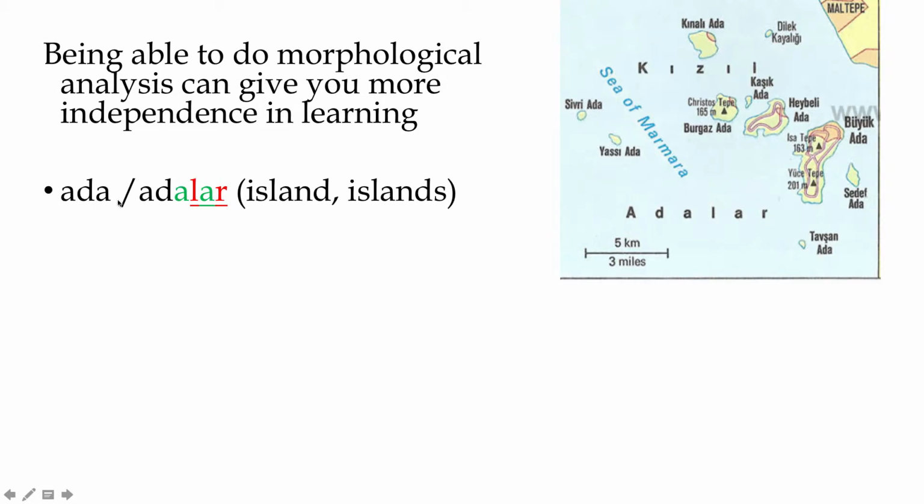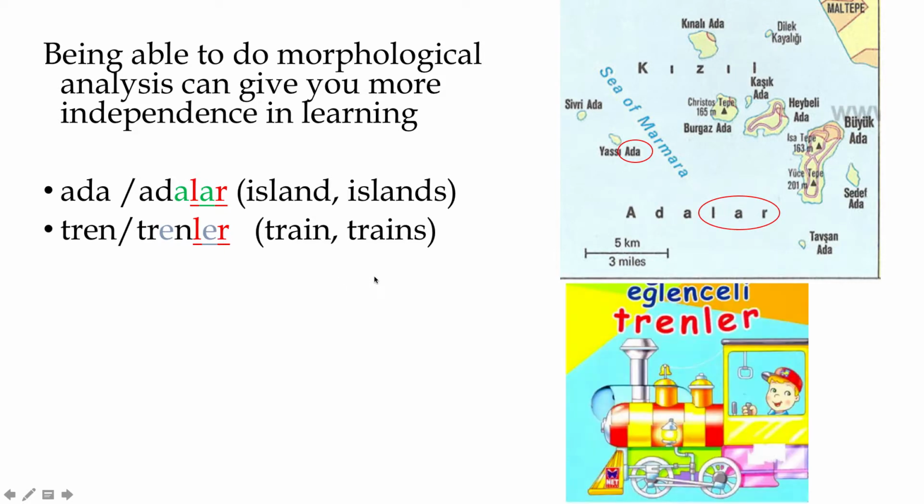So if we see this, ada, adalar, let's say that I found a kid's book, Eğlenceli Trenler. Well, tren, I can guess, probably means train. I've got this picture of the train. It's a cognate with English, so I know the tren part means train. And I've already figured out that lar is the plural form of islands, and if I see that ler might be the plural form of trains. It has this L and this R, it's a suffix.